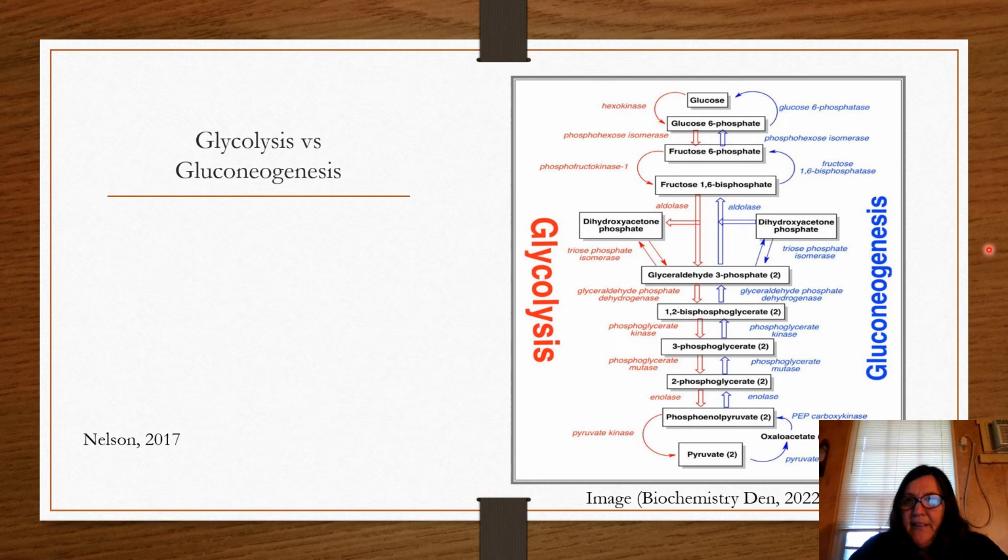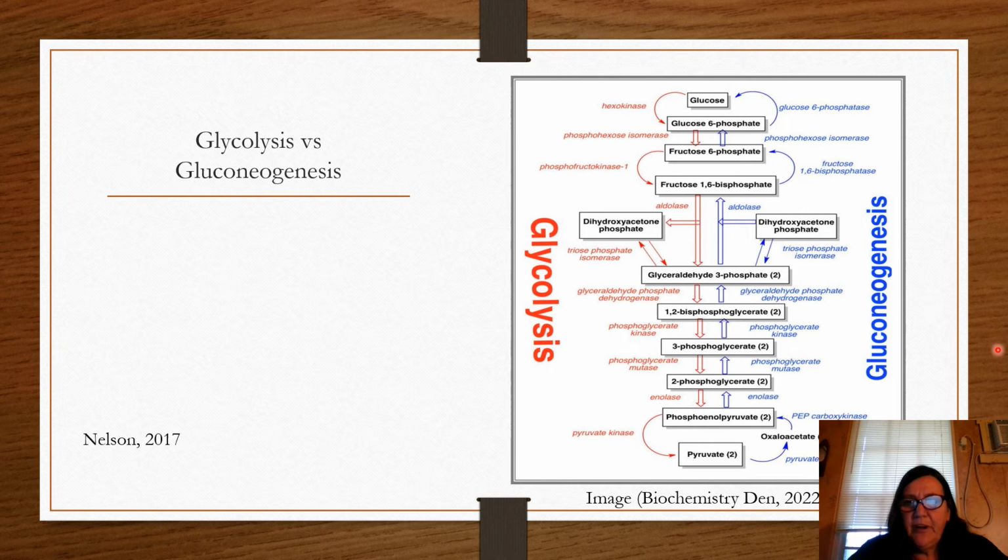That's one difference. Another difference is, of course, the enzymes that are used in the bypass steps that gluconeogenesis goes through. Basically, gluconeogenesis bypasses the energetically irreversible steps that occur in glycolysis. That bypass is needed because of the large amount of free energy change in those steps.